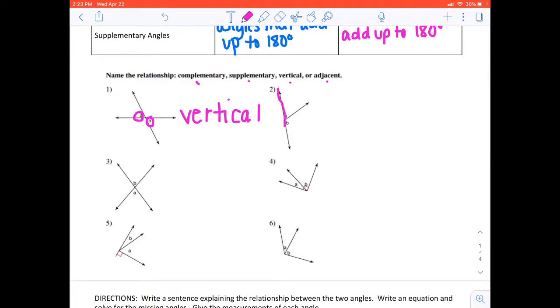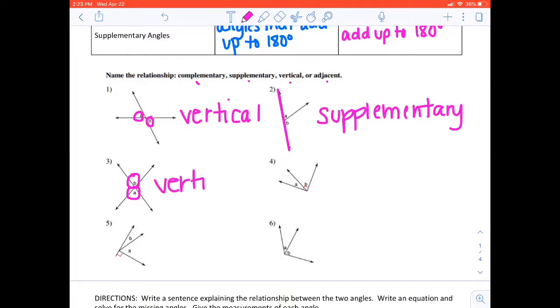Number two, these angles right here, they form a straight line. Anything that forms a straight line are called angles on a line, yes, but that's not one of our choices, so we're going to use supplementary, which is the same thing. Number three, these are angles that are across from each other. We call those vertical angles. This one you're going to notice has a little box in the corner. That means that it's a right angle, so we call these complementary angles.